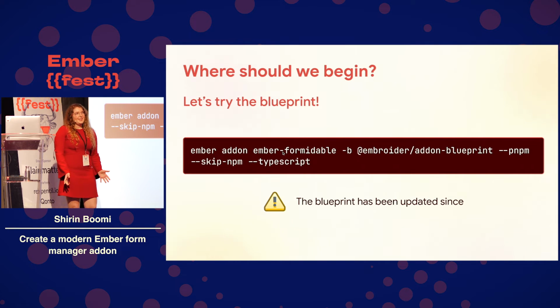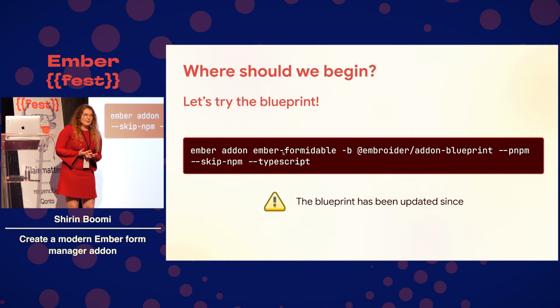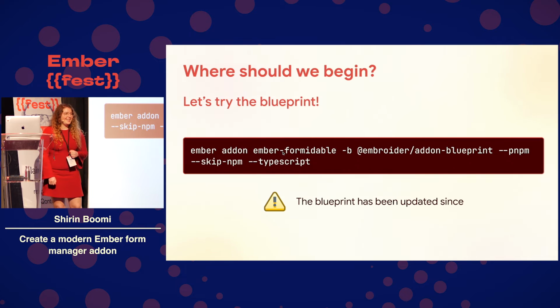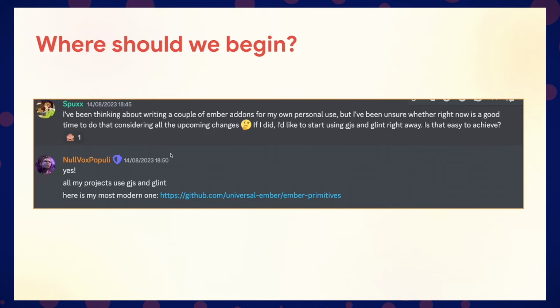So I thought, okay, let's try to find a package that is already working, that is already an addon v2, deployed and everything. I looked on Google, but I think the best way to search for this kind of information now is Discord, because you have new Vox Populi, which is a big contributor on that Discord, and I found this conversation that just said, how do you start when you want to do GTS and glint? And it gives us this package, which is Ember primitives.